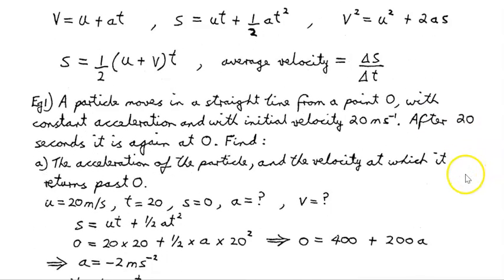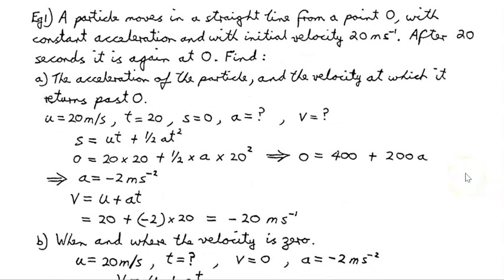Okay, so let's have a look at some examples first. A particle moves in a straight line from a point O with constant acceleration and with initial velocity 20 meters per second. After 20 seconds, it is at O again. Now we can define to the right as positive, and then movement to the left is negative. We want the acceleration of the particle and the velocity at which it returns past O. So the initial velocity is plus 20 meters per second, t equals 20 seconds. After 20 seconds, the displacement is, we don't know, we'd like to find that. What is acceleration? We'd like to find that. And what is the final velocity?